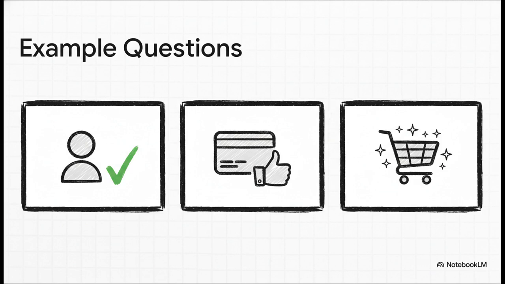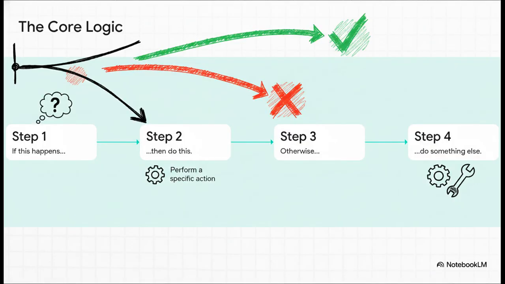Things like, is this user actually logged in? Did that credit card payment go through? Hey, is that item even in stock anymore? The answers to these questions completely change what the program does next. The basic logic is actually super simple, but it is incredibly powerful.